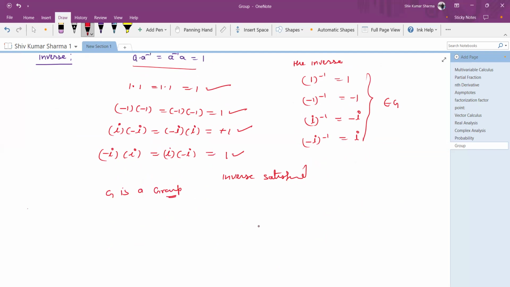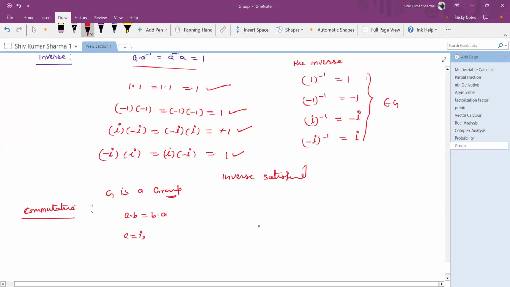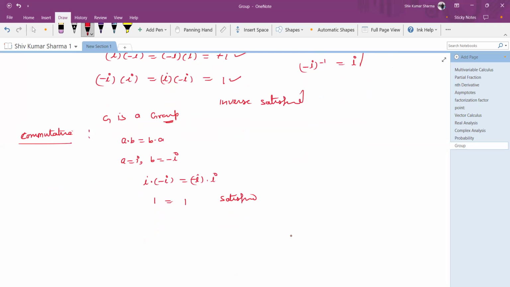Now we prove the fifth property, that is the abelian group. That means commutative. So for commutative property, A into B equal to B into A. So suppose we consider A equal to iota and B equal to minus iota. So iota into minus iota is equal to minus iota into iota. So this equal to 1, satisfied. So you can take any two elements of the set G, they also satisfy the commutative property.